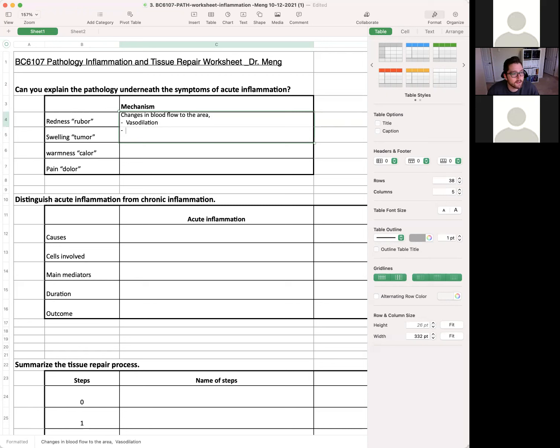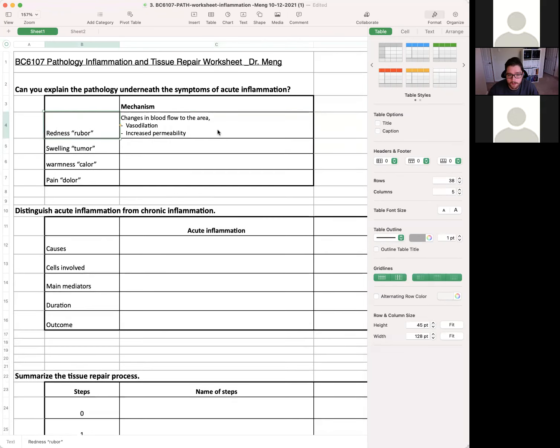We have some other things that are going to happen too, like increased permeability, because the endothelial cells are actually going to retract a little bit, get farther apart. So we're going to have more components of blood leaking into the area. But I guess we'll just stick with this for now because we're just talking about redness. And that's really just the vasodilation and the increased vascular permeability. So we have more blood coming into this area that has all these immune cells that are going to help clean up the area or fight whatever is causing the inflammation.